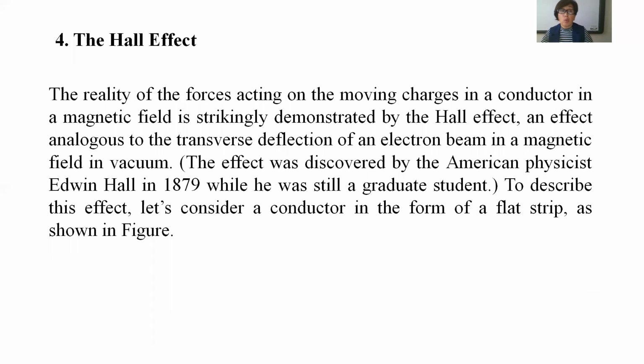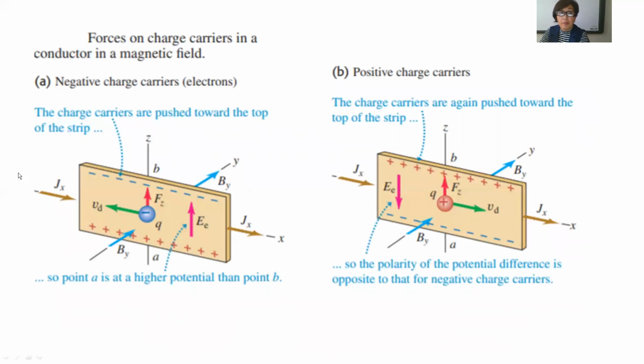And finally, the Hall effect. We know the force acting on a moving charge in a conductor in a magnetic field demonstrates the Hall effect. The effect is analogous to the transverse deflection of an electron beam in a magnetic field in vacuum. It was discovered by the American physicist Hall in 1879, while he was still a graduate student. To describe this effect, consider a conductor in the form of a strip, as shown in the figure.